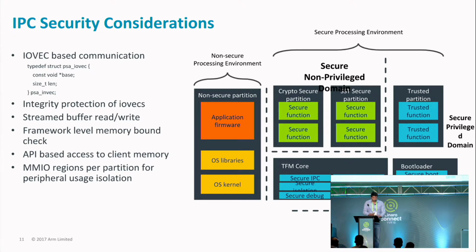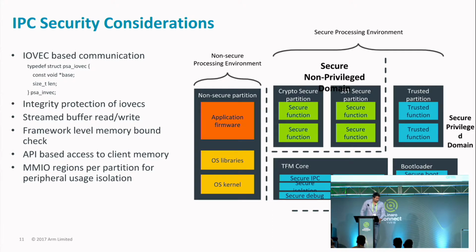Right. Other thing is all of the accesses to the client memory is API based. The service cannot directly access the client memory, and any read or write to the client memory is through an API, and the API is again a streaming-like API, so you can't read the same client memory location twice.